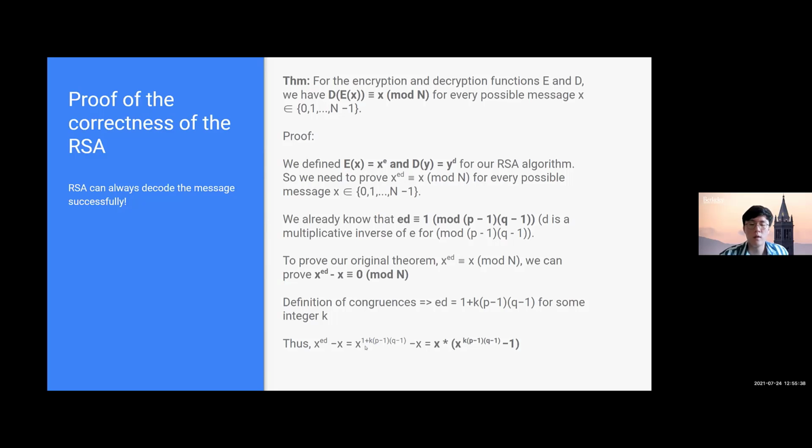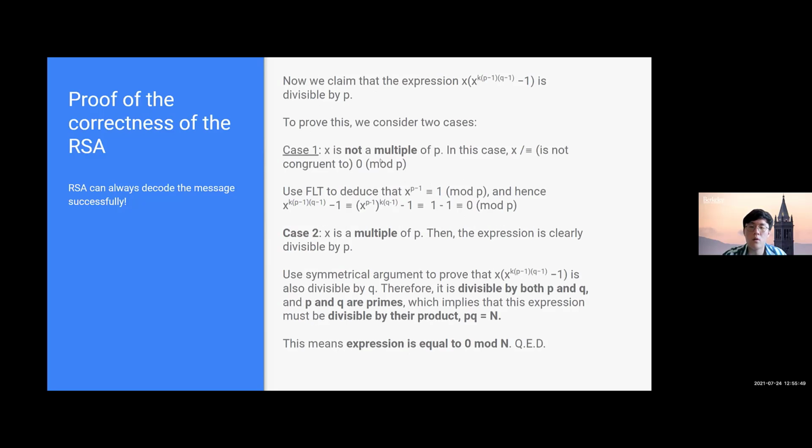So now you can think of this equation like that. You change ed to be 1 plus k(p minus 1)(q minus 1), and you try to factorize this with x. Now, you need to consider two cases. The easier case is if x is a multiple of p, then the whole expression is clearly divisible by p. So it is just congruent to 0. So it's true.